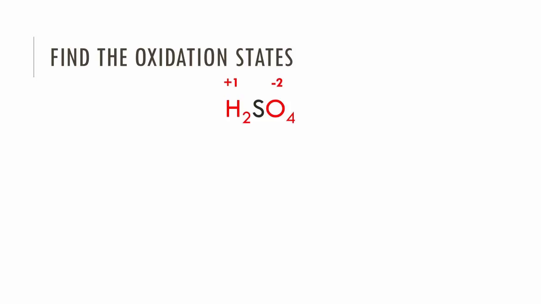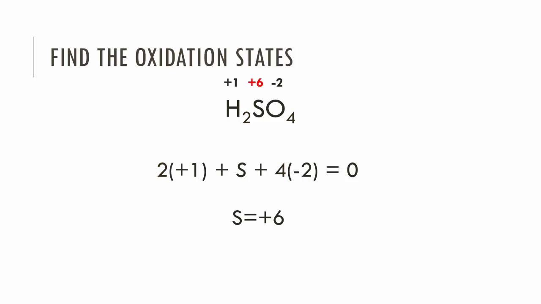Since this molecule is neutral, the sum of all the oxidation states has to equal 0. We get 2 times +1 for hydrogen, plus sulfur's oxidation state that we're looking for, plus 4 times -2 for oxygen, all has to equal 0. This gives an oxidation state for sulfur of +6.